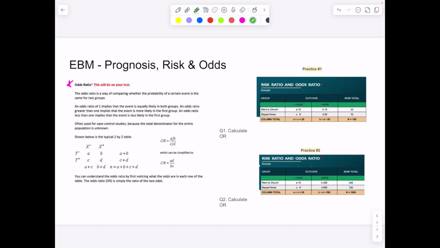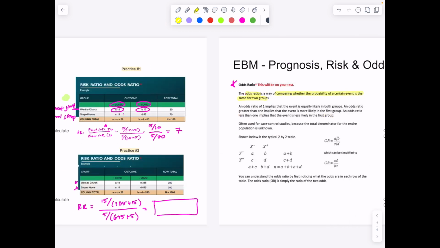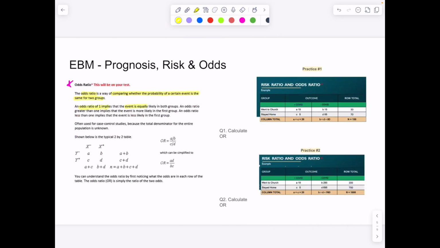And so odds ratio is new to us. It's the way of comparing whether the probability of a certain event is the same for both groups. And so basically, this is dealing with the case where we don't know the total population. So basically, an odds ratio of 1 implies the event is equally likely in both groups. An odds ratio of greater than 1 implies the event is more likely for the first group. And an odds ratio less than 1 implies the event is less likely for the first group.